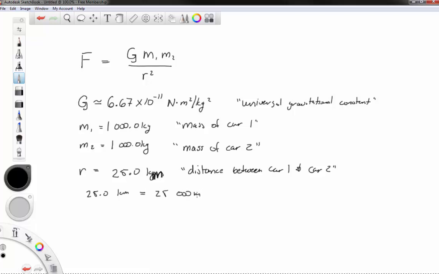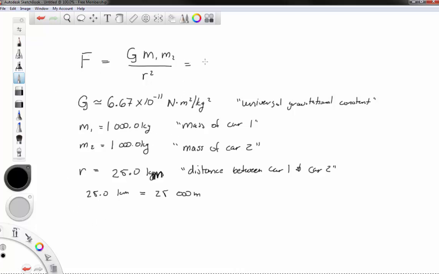The reason we need that is because if you look up here at this term for G, it's in Newton meters squared per kilogram squared. So we have to convert from kilometers to meters to make these units agree. Kilograms are okay, and we're going to get the force in newtons.